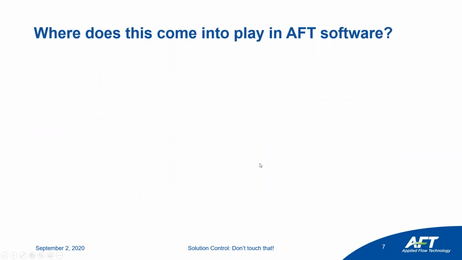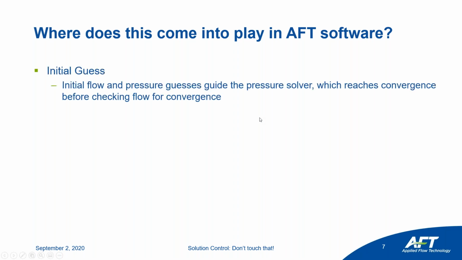So where does this come into play within AFT software? Why are we all here? Why are we all talking about solution control in the first place? The first point is initial guesses. As I've mentioned a few times, these initial flow and pressure guesses are provided by AFT, but really it's just giving that solver a starting point.